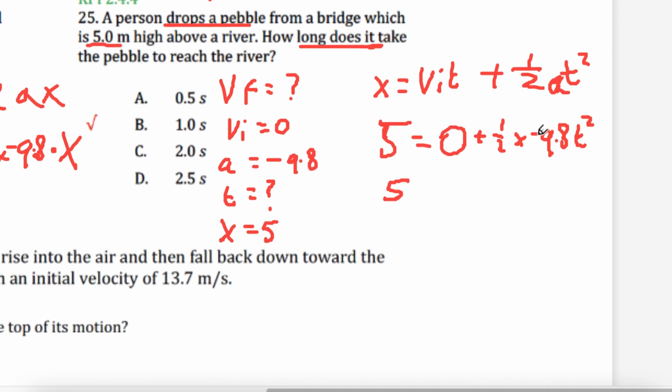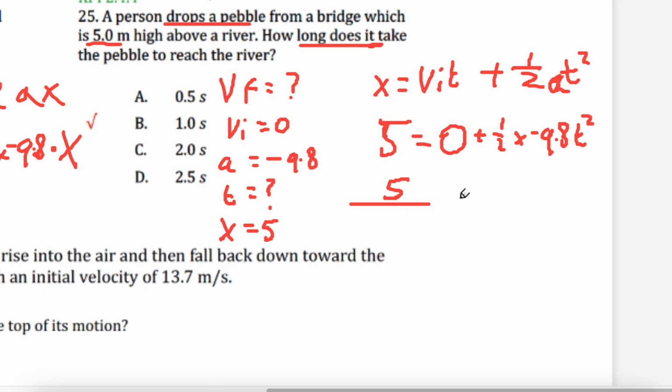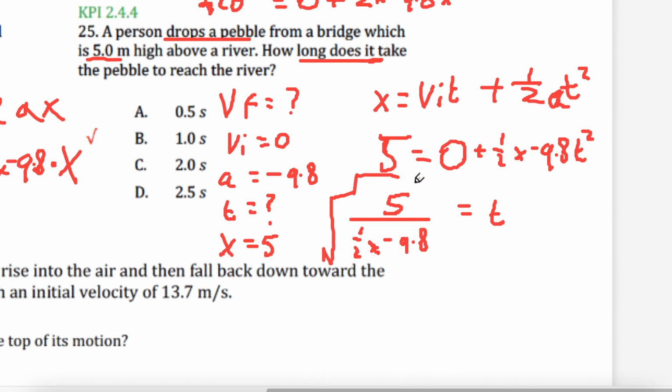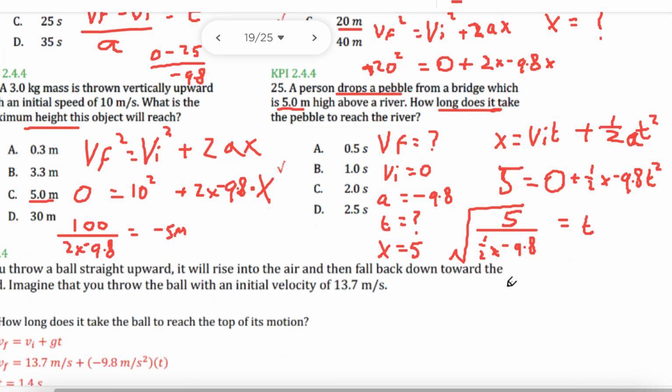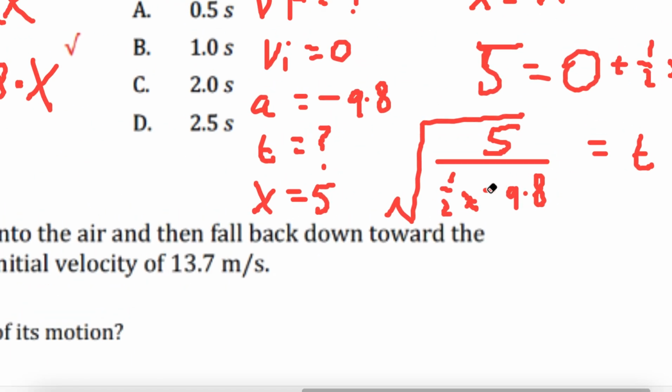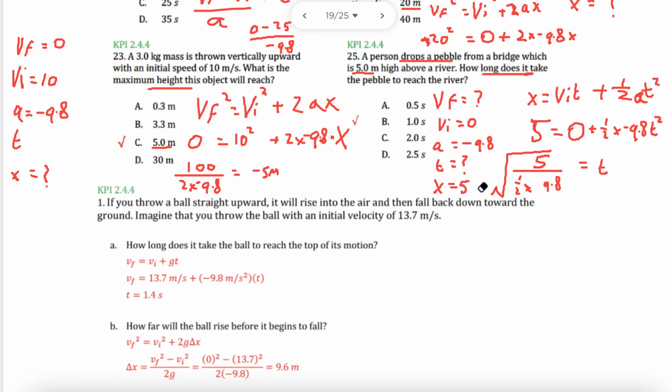If you want to rearrange, because they're multiplying, I will divide on the other side. It will become a half times negative 9.8. And that will give me t squared. How do I cancel the t? I take the square root. Once I've done that, you will get your final answer. However, in your calculator, if you have a negative under the square root, it will actually give you an error. So you're going to just remove the minus. It doesn't matter. Once you've done that, you will get your answer, and the time will be 1 second. And that's why the answer is B.